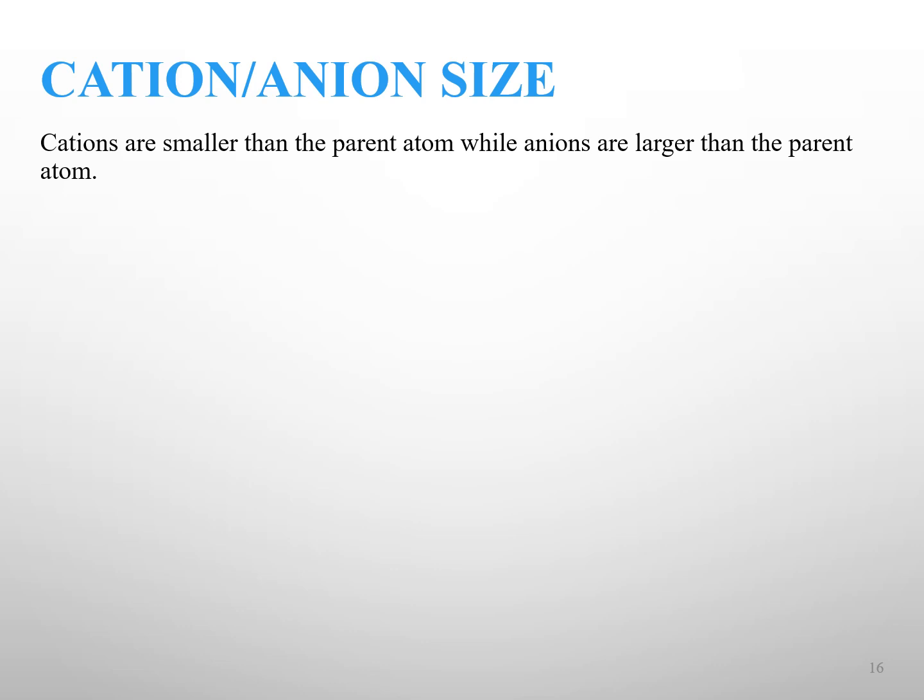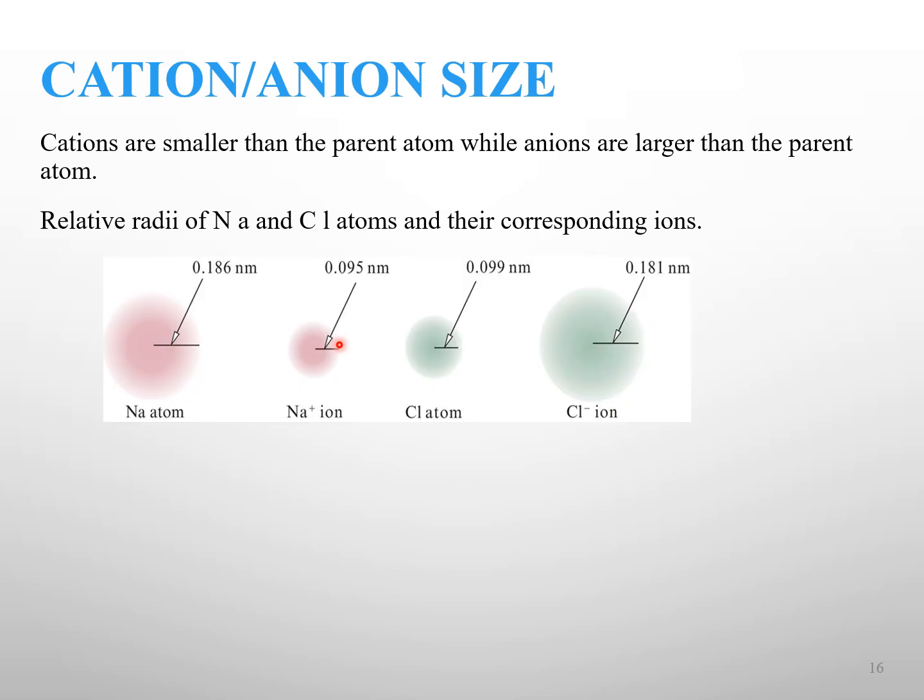Let's talk about cation and anion sizes. Cations are always going to be smaller than the atom. Anions are going to be bigger than the atom. So if you look at Na and Cl, the Na ion is smaller than the Na atom. The Cl ion is going to be bigger than a Cl atom.